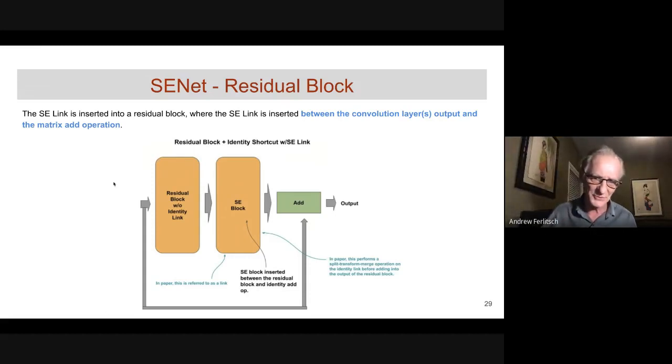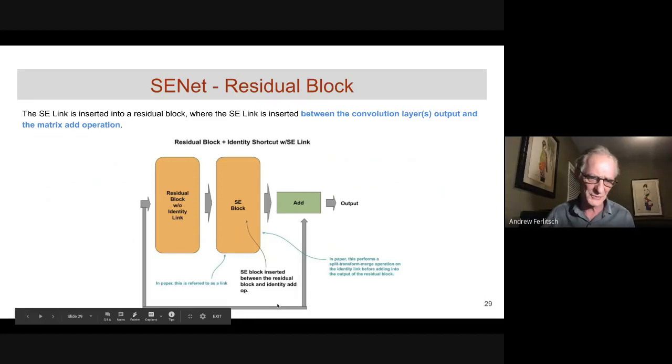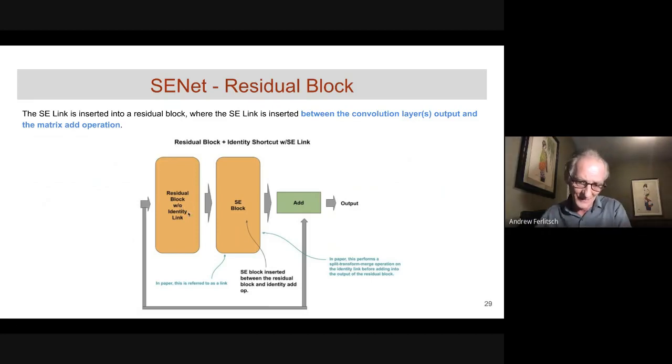So here's our residual block. This is an existing residual block structure, say from a ResNet or a ResNext or an Xception. So you have the residual block part without the identity link. That is, we've removed the add out of here and we put it over here. And between this output and that add, we're now inserting another block, and we're going to call that an SE block. And that you could say is doing some post-processing on the output of the residual section before we do the add with the input.